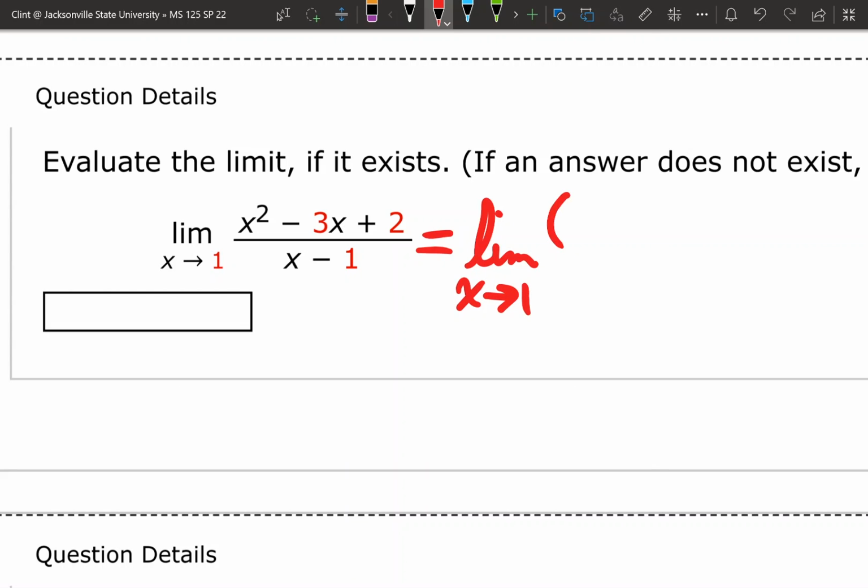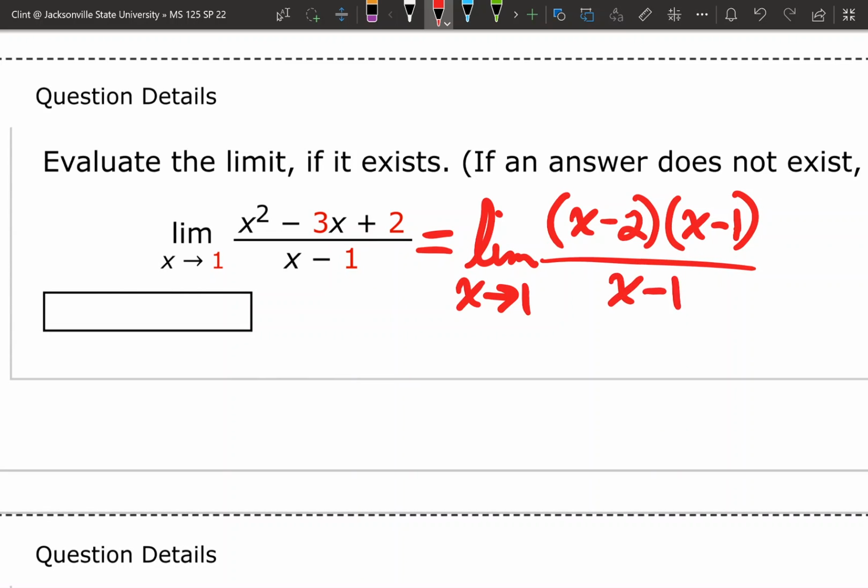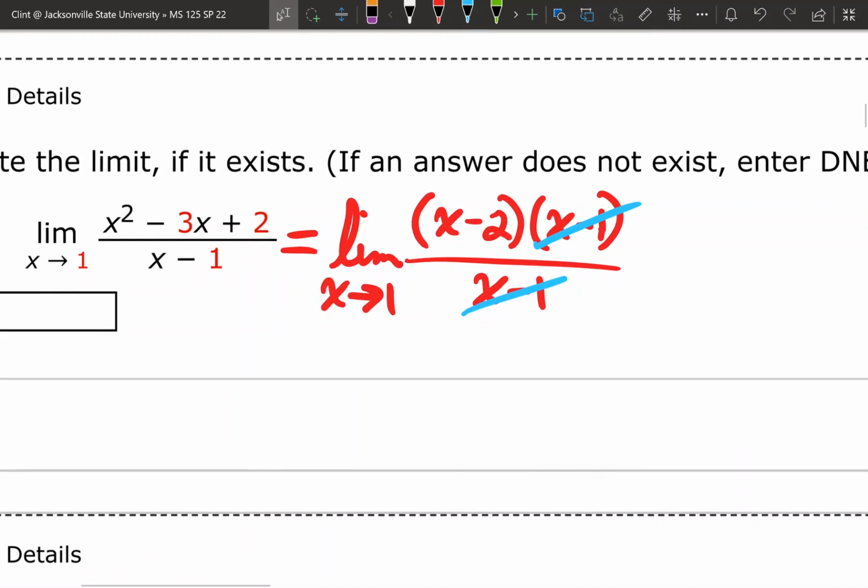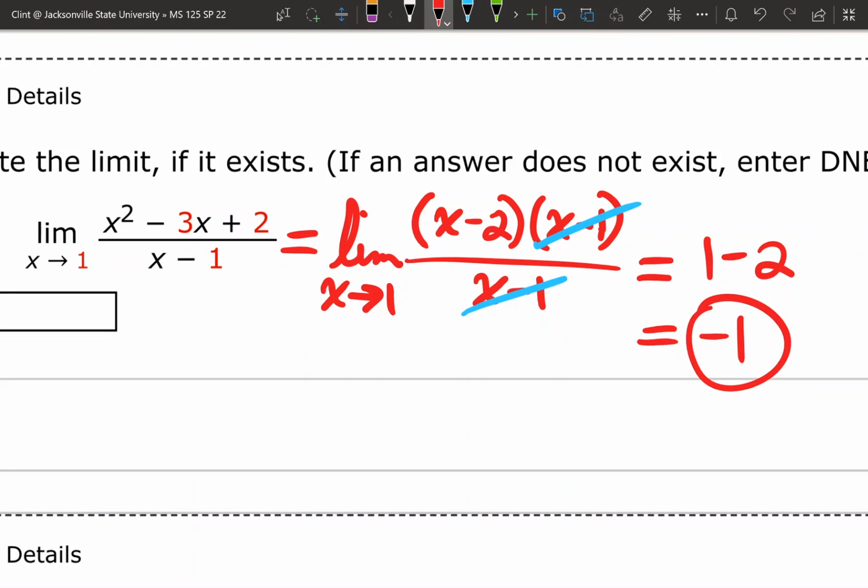So the top, let's see, need factors of 2 that'll give us negative 3. So x minus 2, x minus 1. On the bottom, x minus 1. That'll cancel out. So the limit of the thing we started with has got to be the same thing as the limit of x minus 2. So then at that point, we can do direct substitution. And so just do 1 minus 2, so negative 1.